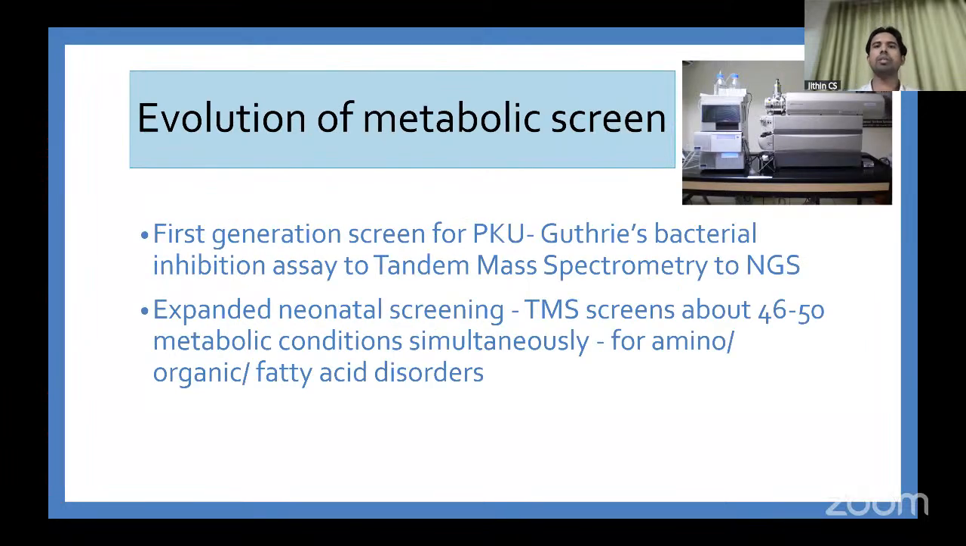I have already told you about the evolution of the metabolic screen, but in future we can expect next generation sequencing to also be done on the dried blood spots. With TMS, previously they used to screen fewer than 5 diseases, but nowadays we can do expanded neonatal screening for up to 46 to 50, sometimes up to 100 diseases, using tandem mass spectrometry.